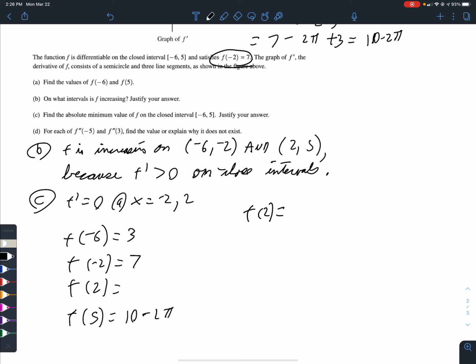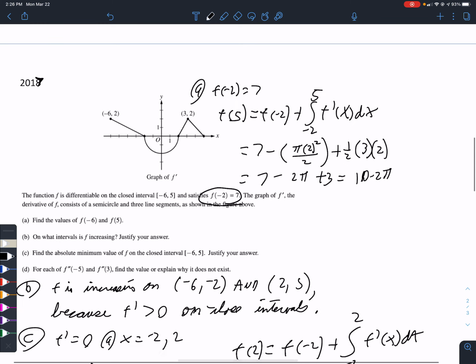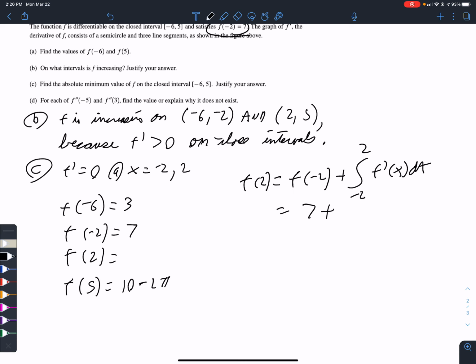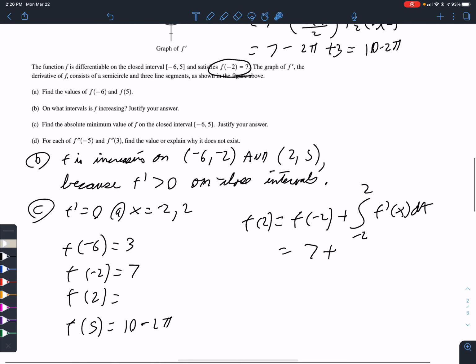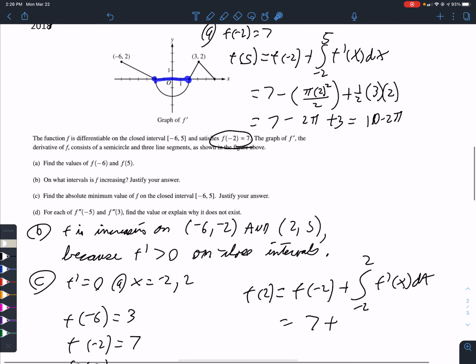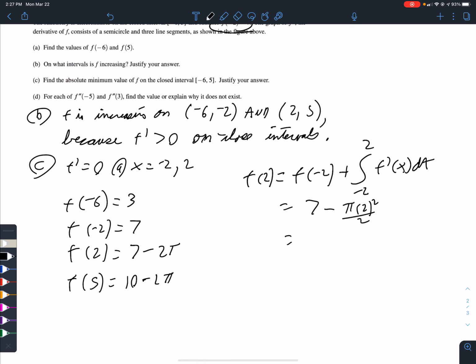F at 2 is going to be the starting value, which we know f at -2, plus the integral of f prime of x dx from -2 to 2. Well, we start again at 7 that we are given. What's the integral from -2 to 2? The integral from here to here, it's going to be the net area. So we have to subtract that area. So we're going to subtract, not add that, because the integral is below the x-axis. So it's minus pi r squared, and it's a half a circle over 2. So that's going to be 7 minus 2 pi.